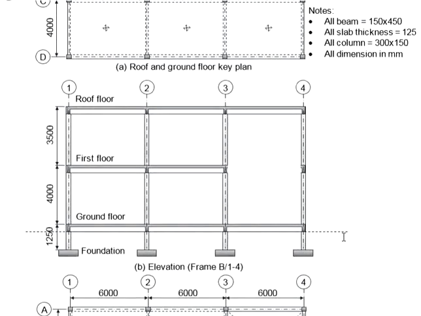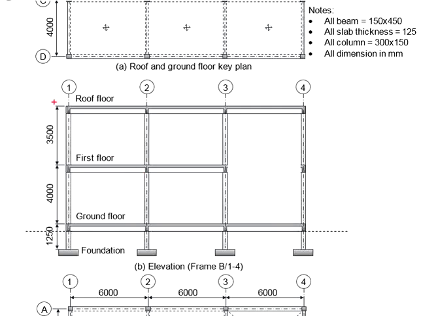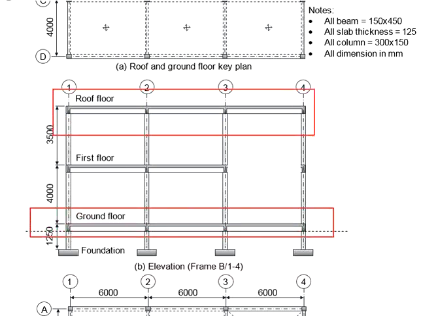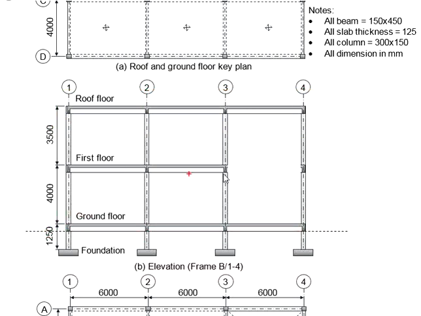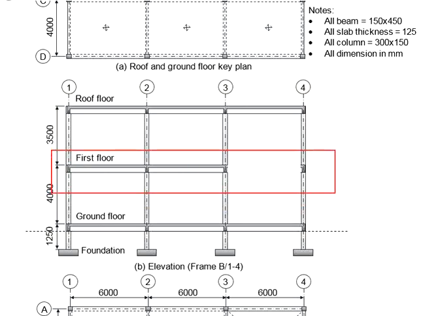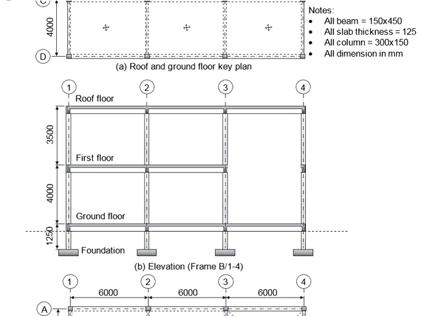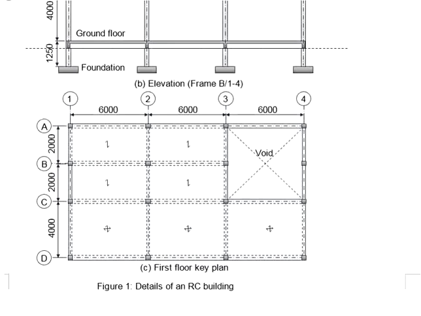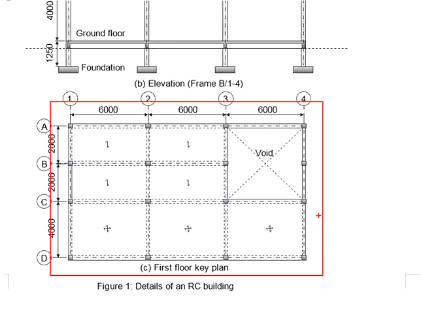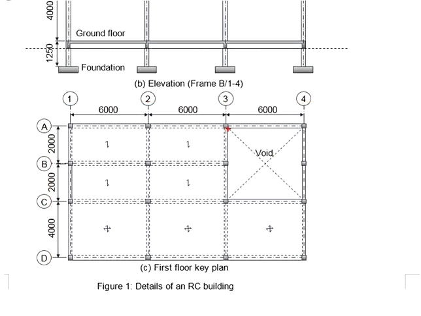If you look at the elevations, it shows that this is a double-story structure. The roof floor and the ground floor has the same structural key plane, whereas the first floor will have a separated key plane. The story height are given here, and this shows the first floor key plane. The arrangements of the columns, it will be the same, except that there is a void here.